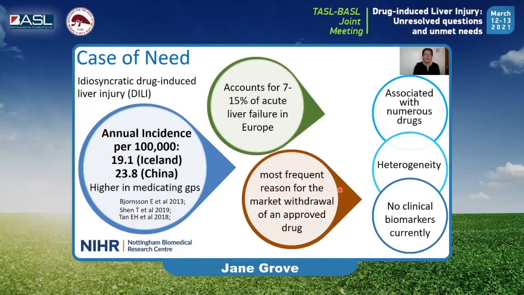We know that DILI occurs in association with a large number of drugs and shows heterogeneity in clinical presentation and outcomes. On top of that, the symptoms resemble that of other common diseases, making it difficult to diagnose quickly. Our challenge is to find the markers that can be used to effectively preempt and prevent DILI, and which can be used to monitor the severity and course of the adverse event.